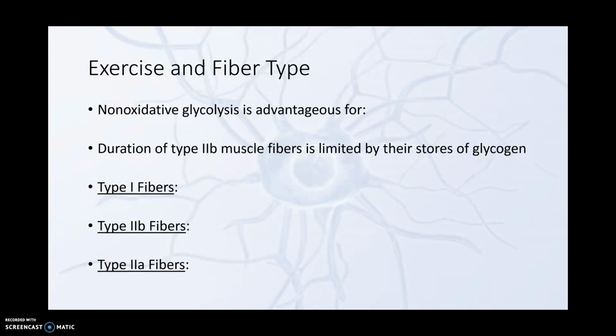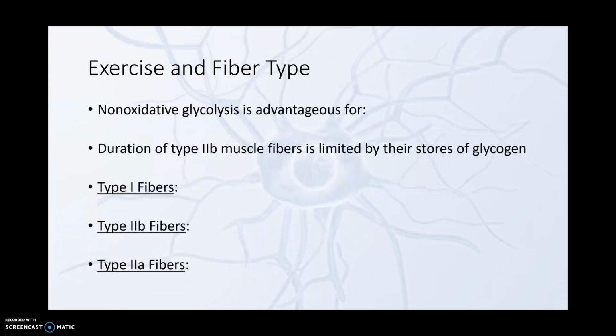The duration of the use of type 2b fibers is limited by their stores of glycogen. So remember, we were talking about how we use glucose for anaerobic glycolysis, but we can also tap into our glycogen stores. And the amount of glycogen that we have stored will be related to the amount of output we can put out or how long we can exercise. So the better we are at storing glycogen, the better we'll be able to continue anaerobic tasks. And that's what training does.